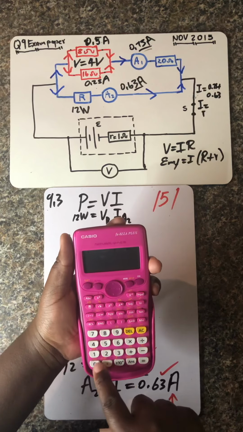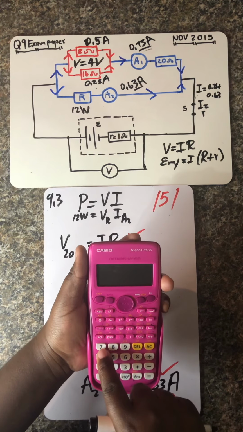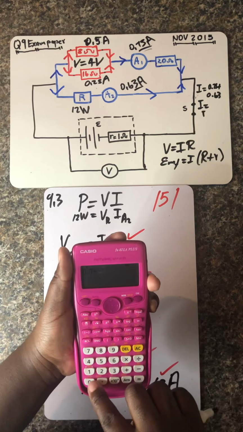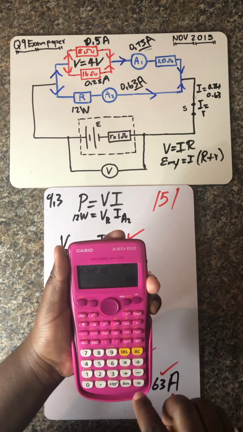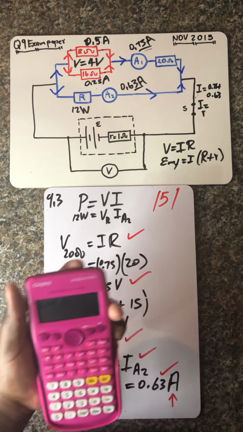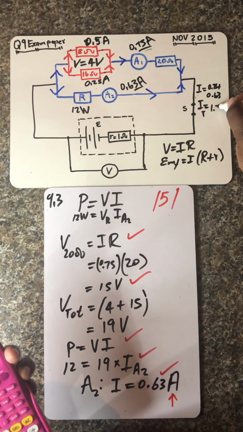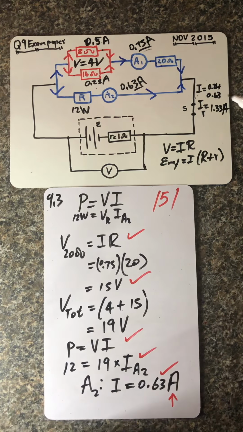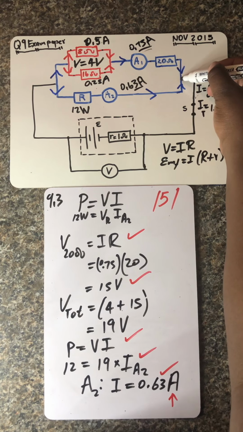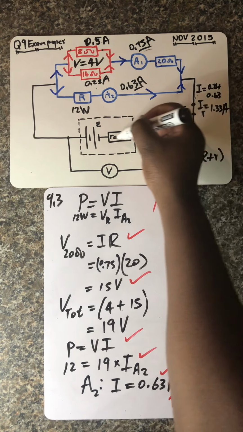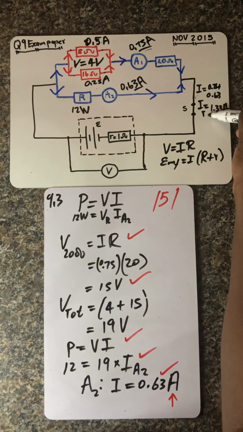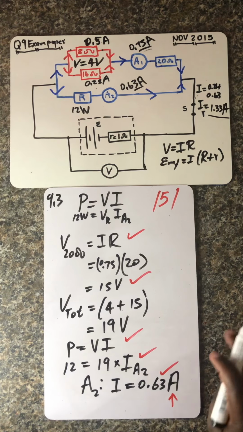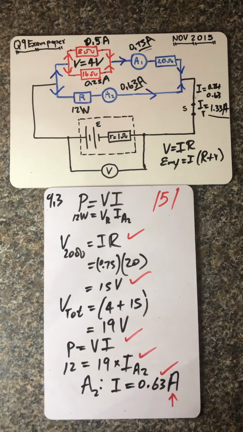So guys, let's see, 0.75 plus 0.63, this is 1.33. So that means this is 1.33 amperes. So what I'm saying, guys, is that the current flowing on that black wire is 1.33. So guys, let's now move to the next question.